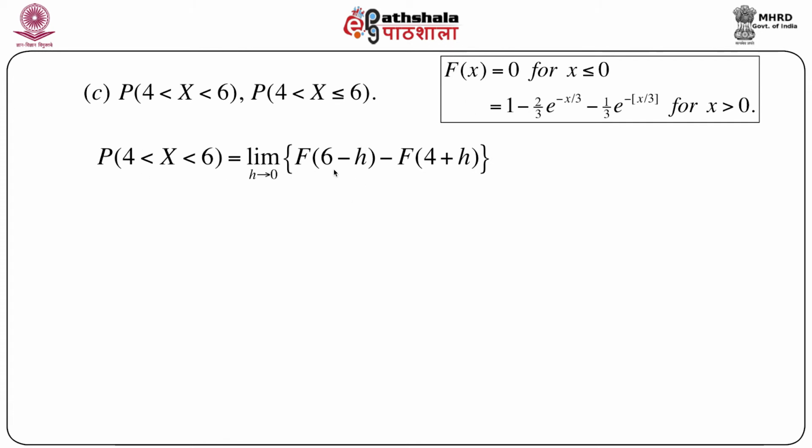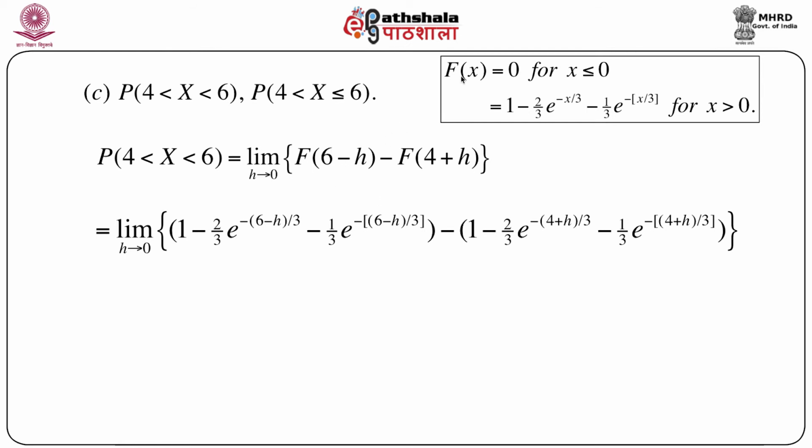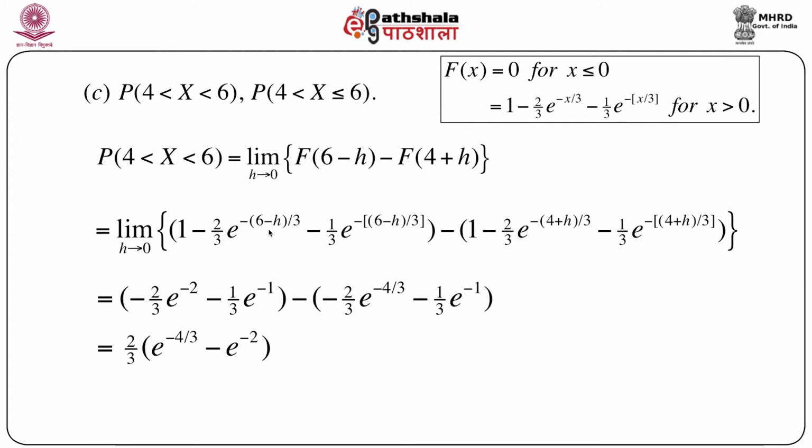So we can immediately write this quantity as F of 6 minus h minus F of 4 plus h when h goes to 0, because there is no equality sign at either end. Just put 6 minus h instead of x in the distribution function and we will get this expression, and again put 4 plus h, we will get another expression. If we take the limit as h goes to 0, then 6 minus h by 3 becomes 2, but floor of 6 minus h by 3 in the limit becomes 1, because 6 minus h by 3 is nothing but 2 minus h by 3.